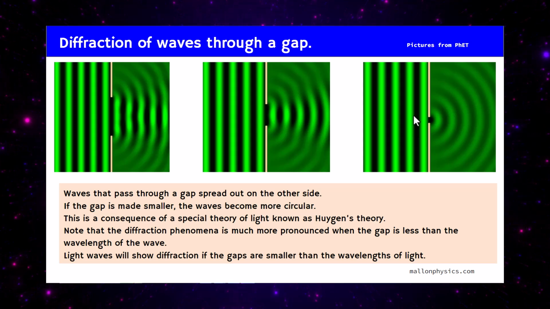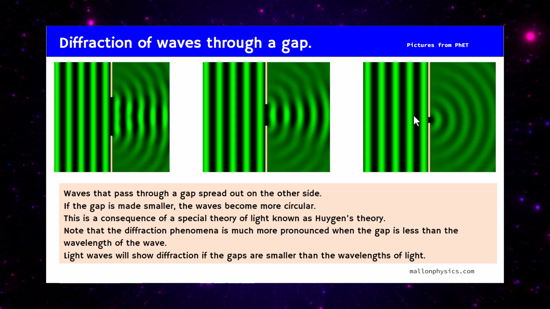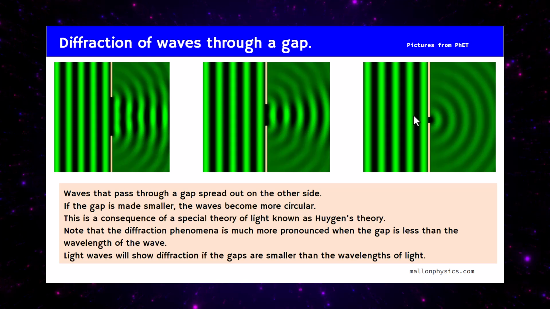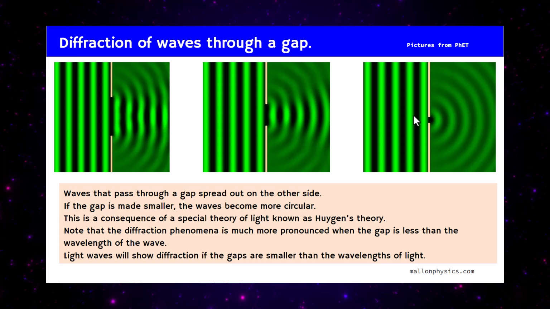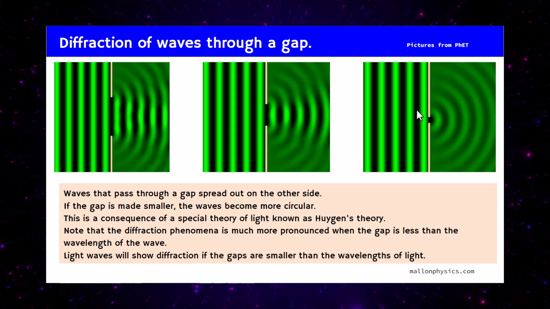And this is a consequence of a famous theory called Huygens' theory, but we can see it in action live here. Light waves will show diffraction if the gaps are smaller than the wavelengths of light.